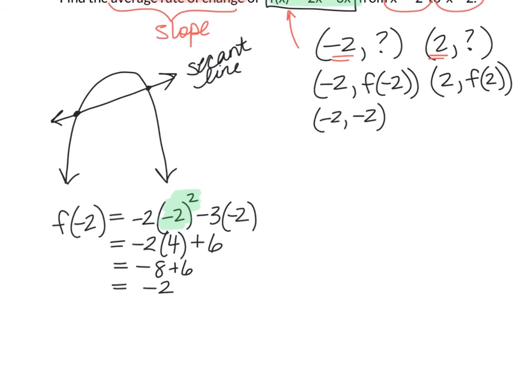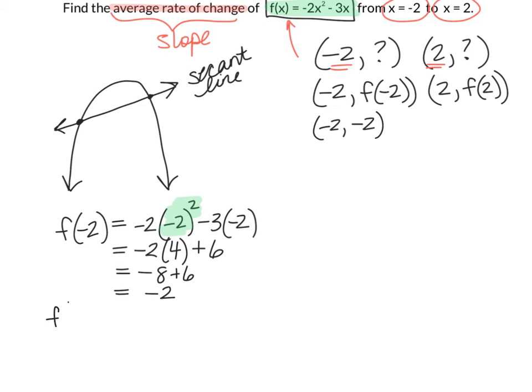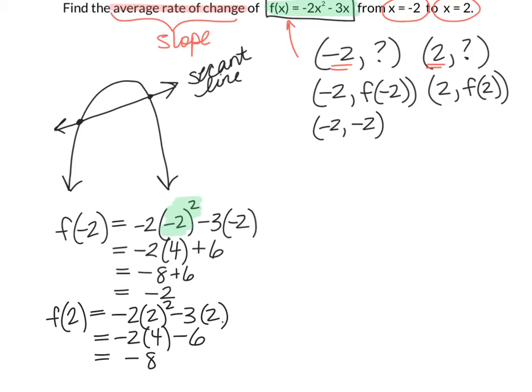So now let's do the same thing, but this time we're going to substitute in an x value of positive 2. So that's negative 2 times positive 2 squared minus 3 times positive 2. Exponents first again. So 2 squared is positive 4. Negative 3 times positive 2 is negative 6, which gives us negative 8 minus 6, which ends up being negative 14 as our output. So when x is positive 2, our output is negative 14. So now we have our two coordinates, and now we want to compute the slope between these 2 points.